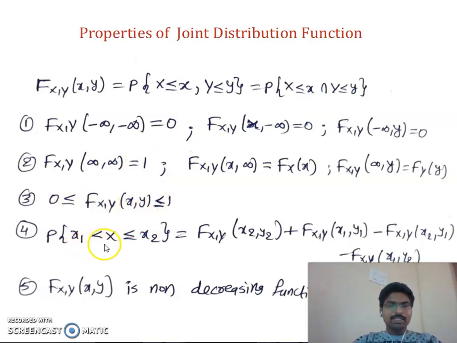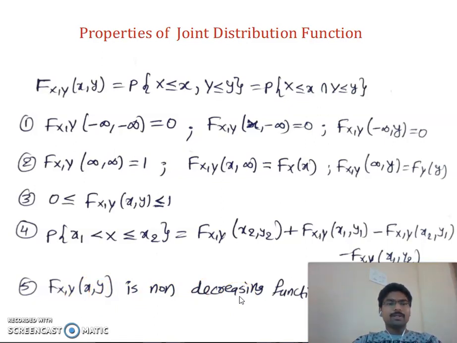The probability of x1 < X ≤ x2, comma, y1 < Y ≤ y2, that is the joint probability of x1 < X ≤ x2 intersection y1 < Y ≤ y2, is given as F_{X,Y}(x2,y2) plus F_{X,Y}(x1,y1) minus F_{X,Y}(x2,y1) minus F_{X,Y}(x1,y2). The other property is that F_{X,Y}(x,y) is a non-decreasing function. As you saw for the single variable case, here also it is a non-decreasing function.